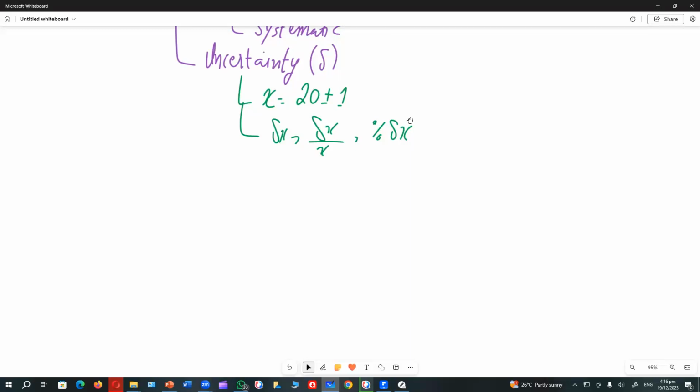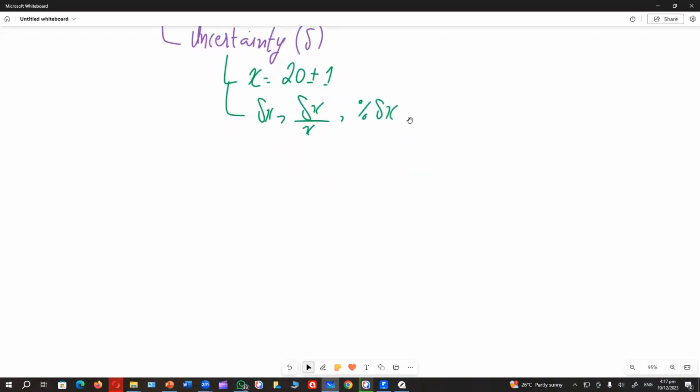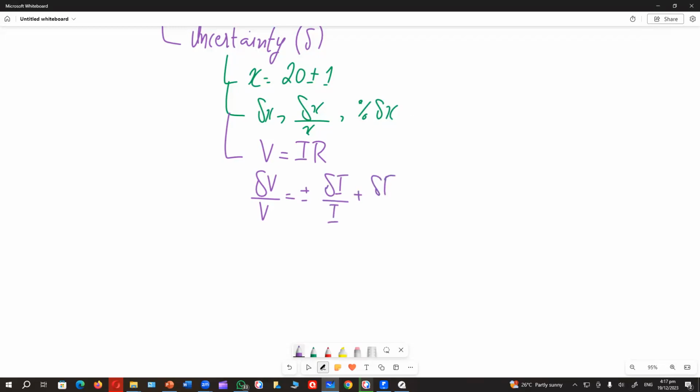Okay, when you deal with uncertainty questions, the first thing necessary is that you should be able to break a formula. For example, V is equal to IR. I told you some formulas for this: delta V upon V is equal to plus minus delta I upon I plus delta R upon R. This is the way of writing uncertainty.